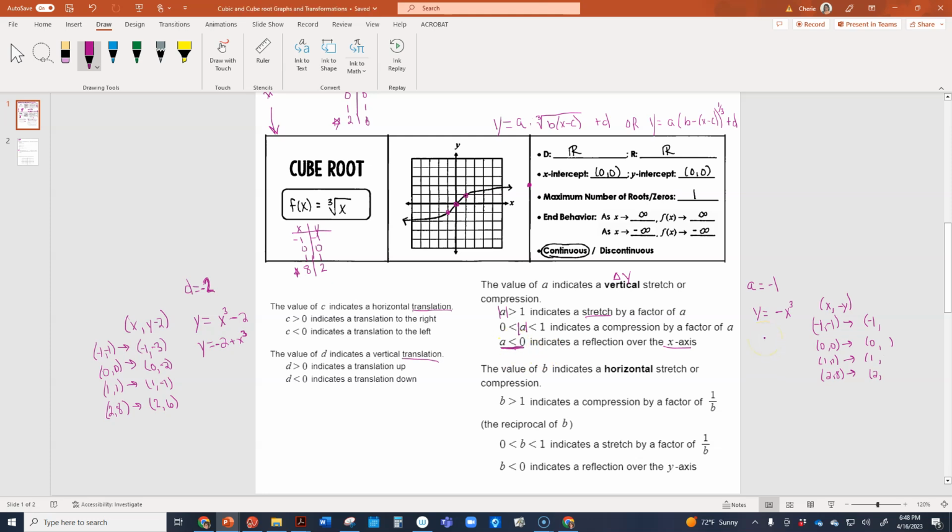So this becomes a +1. This stays 0. This becomes a -1, and this becomes a -8. And we have a reflection over the x-axis.